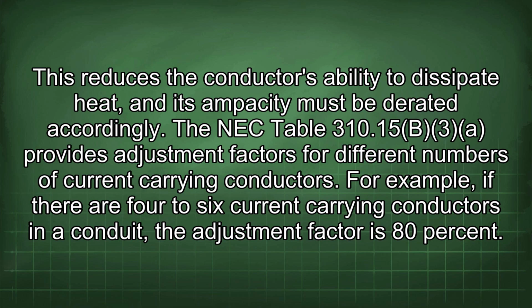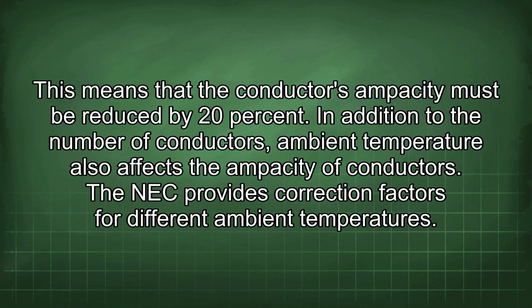The NEC Table 310.15(B)(3) provides adjustment factors for different numbers of current carrying conductors. For example, if there are 4 to 6 current carrying conductors in the conduit, the adjustment factor is 80%. This means that the conductor's ampacity must be reduced by 20%.